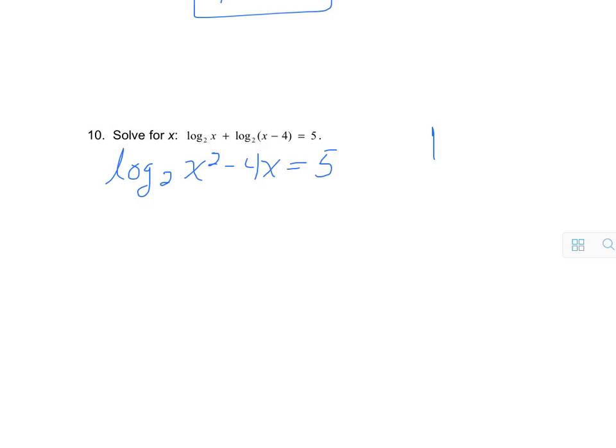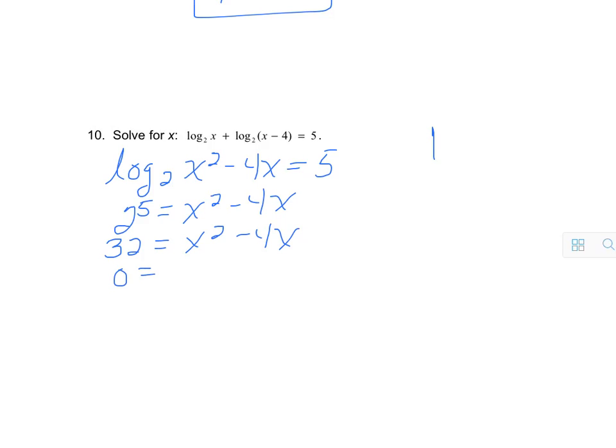All right, I don't have a log on the right side, so I can't drop logs. I can't give them a common log because I already have a log. Oh, I've got an answer, so I've got to change it to an exponential. So my base is 2. So it's going to be 2 to the 5th equals x squared minus 4x. 2 to the 5th is 32 equals x squared minus 4x.